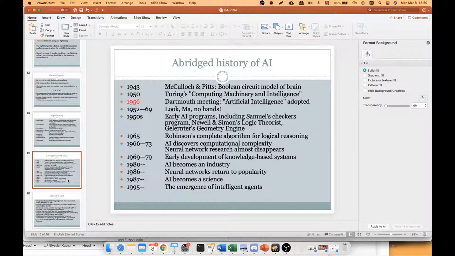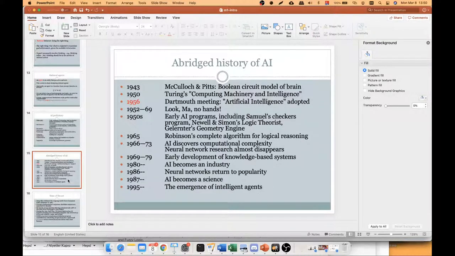In 1952 to 69, maybe we are talking about the winter time of the AI. It was very difficult times for AI studies, and there was not big progress in the AI studies. For example, in the 1950s, we have first AI programs like the checker playing, logic theorists, or geometry engines, or some problem solutions. But accessing the computers was also limited. So there were only a few people studying on the computers. So obviously the AI studies have some difficulties.